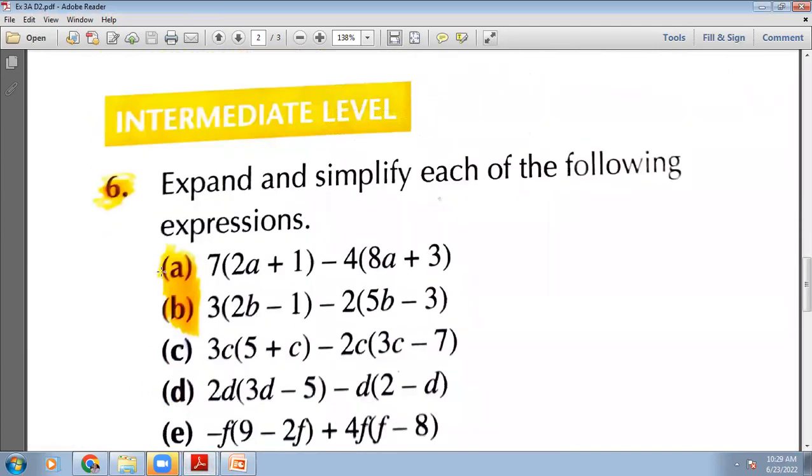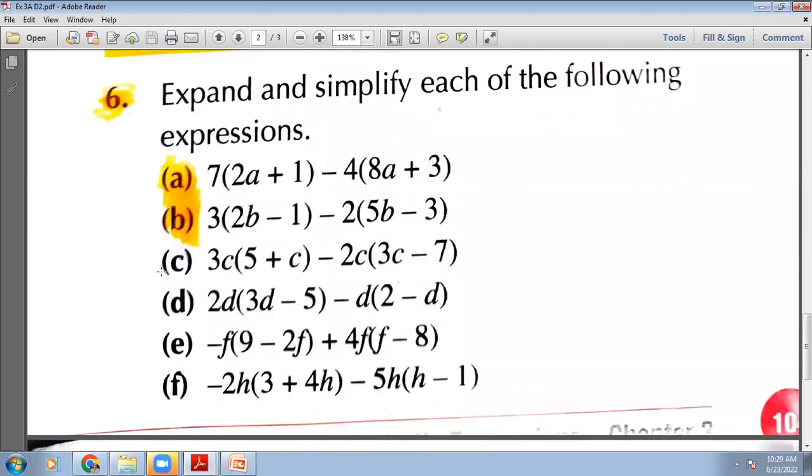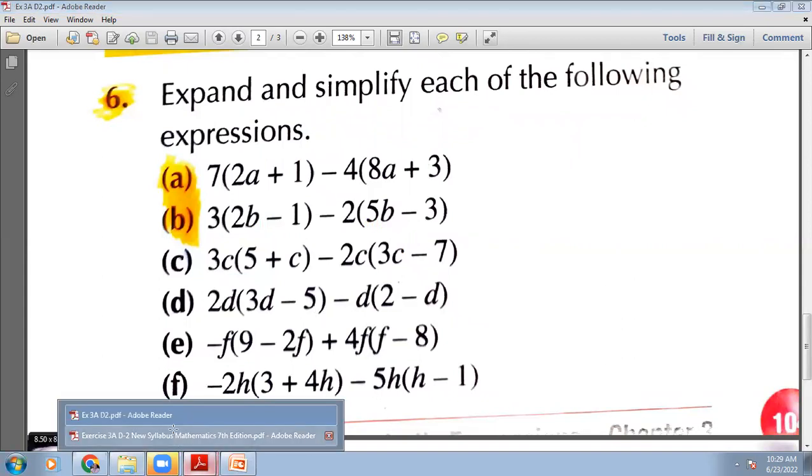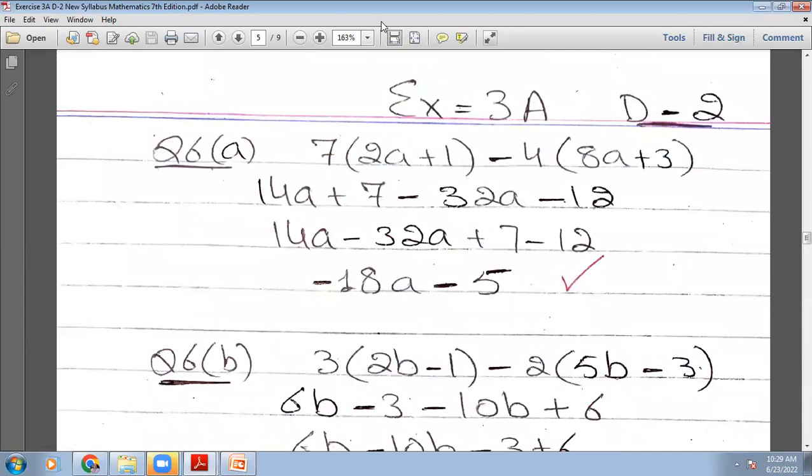Okay, so we are going to the intermediate level of this concept, and this is question number 6. It says, expand and simplify each of the following expressions. So it's the same. This 7 will multiply with both these members, and this minus 4 will multiply with both these members. Because this is negative, when you open this bracket, the signs will change. Everywhere the same thing is happening. So let's start question number 6, and its A part. Okay, so 7 will multiply with both these members, minus 4 will multiply with both these members.